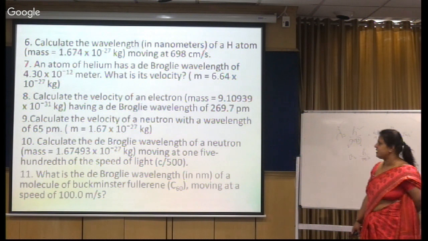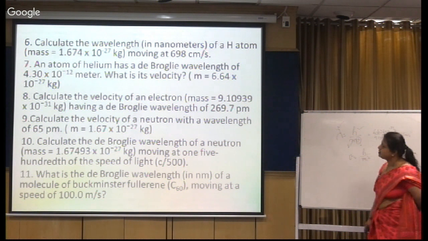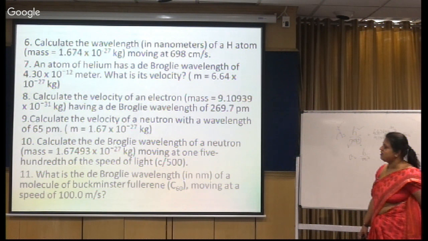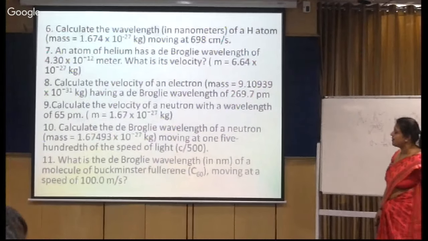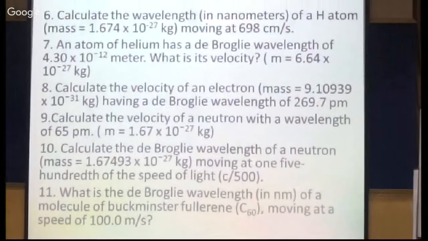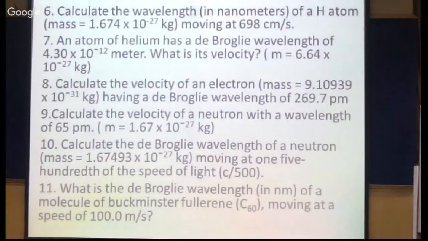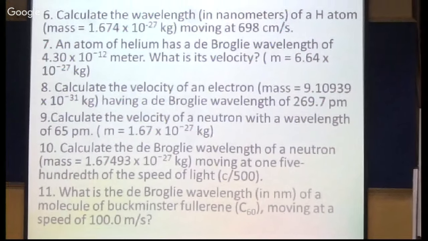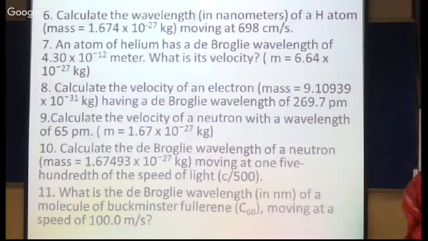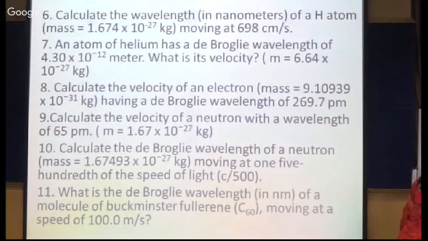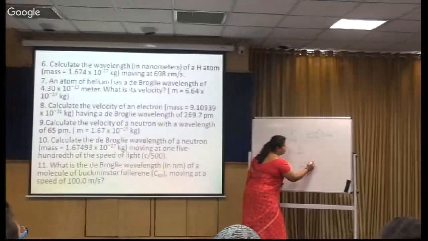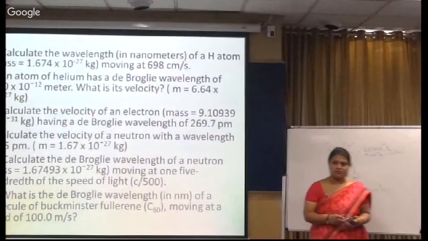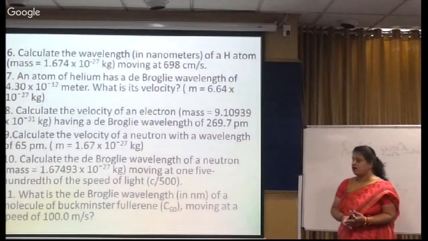Okay, move on to the 10th. Calculate the de Broglie wavelength of a neutron with the mass 1.67493 into 10 to the power minus 27 kg, moving at 1/500th of the speed of light. What does that mean? That velocity is equal to 1 upon 500 into 3 into 10 to the power 8 meter per second. Now can you just try it out quickly?